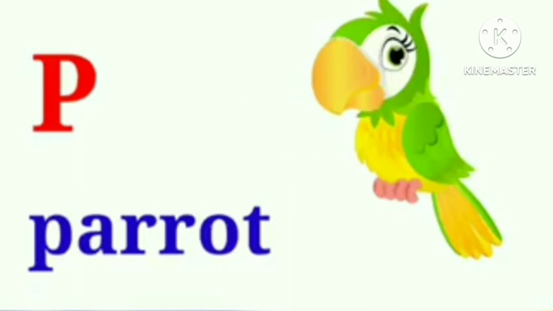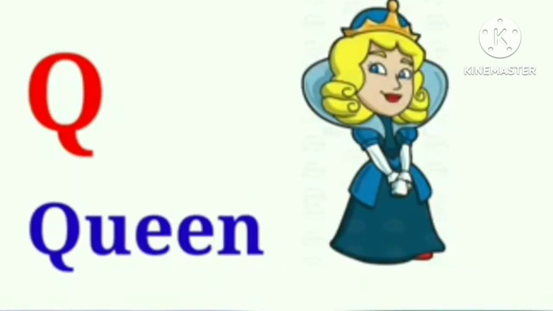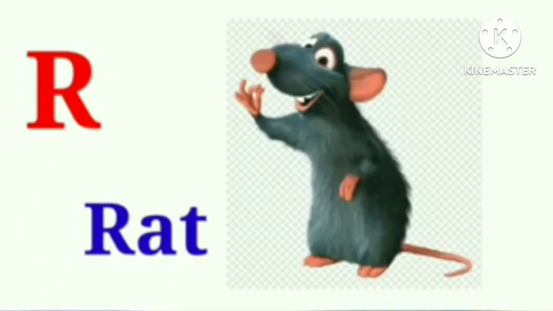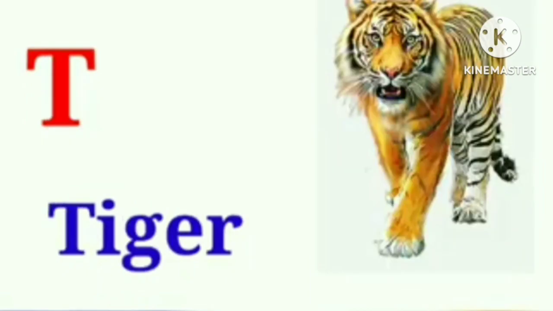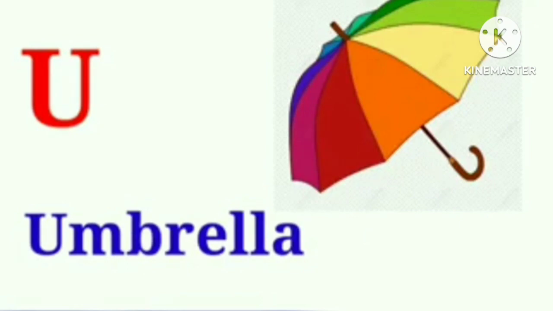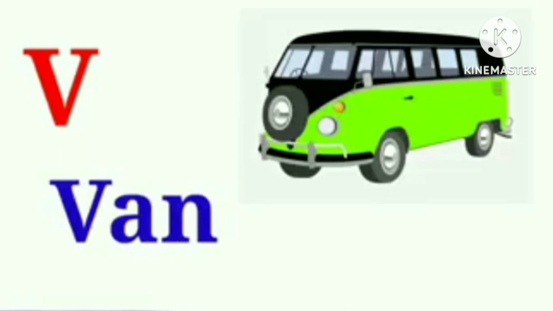P for parrot. Q for queen. R for rat. S for sheep. T for tiger. U for umbrella. V for van.